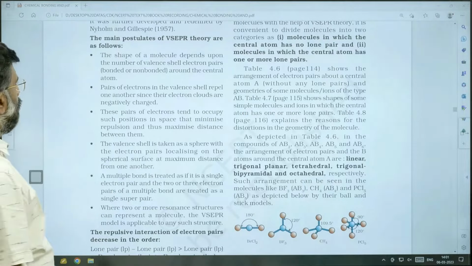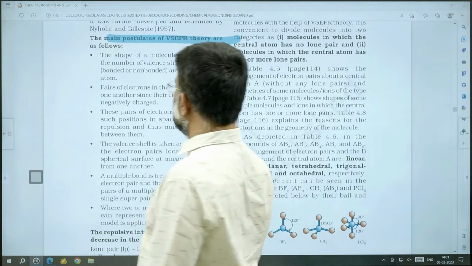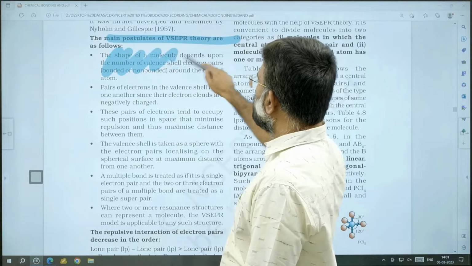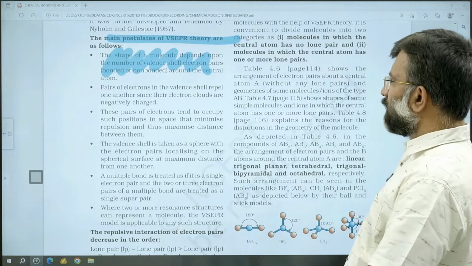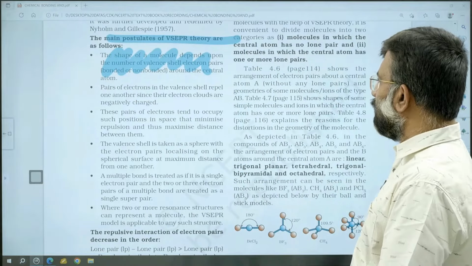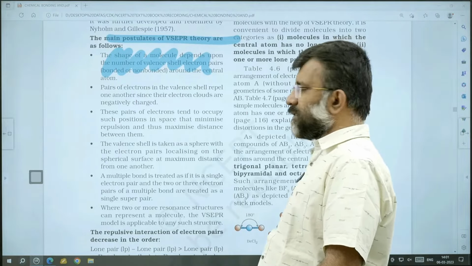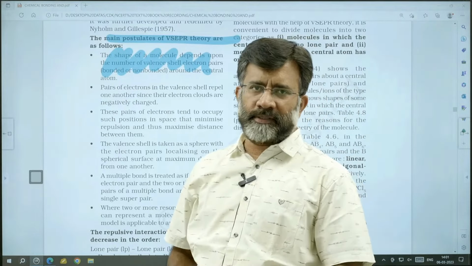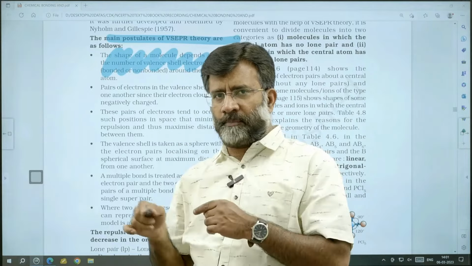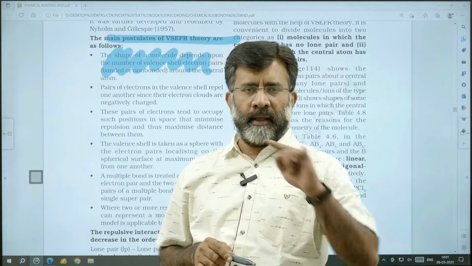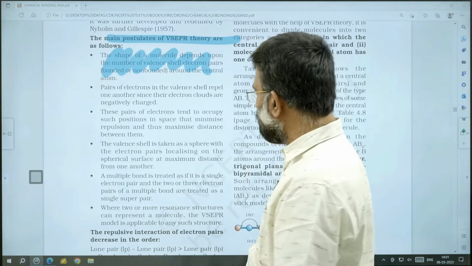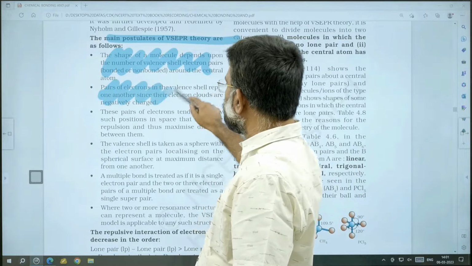Important postulates of VSEPR theory. Number 1, the shape of the molecule depends upon the number of valence shell electron pairs around the central atom. The shape of a molecule is decided by the number of electron pairs, whether lone pair or bond pair, around the central atom.